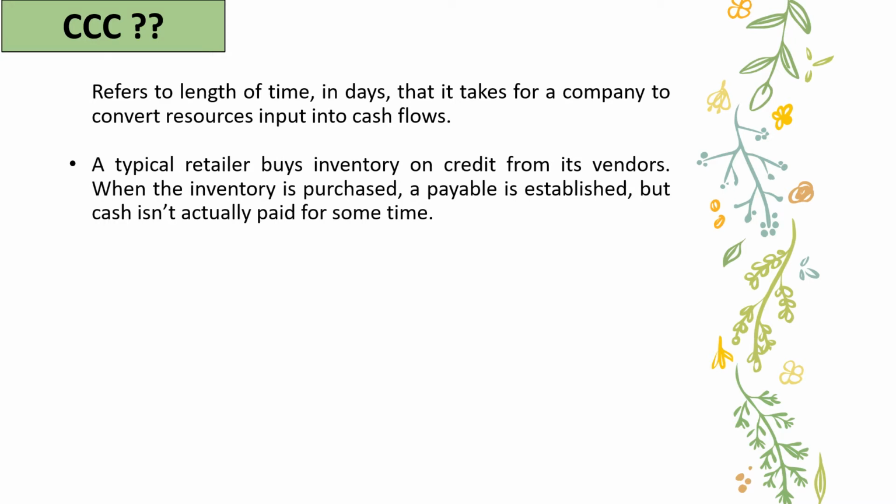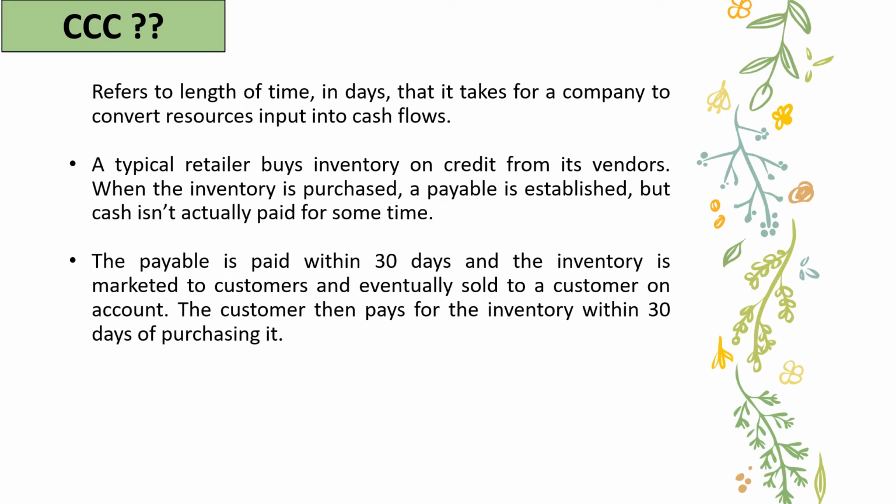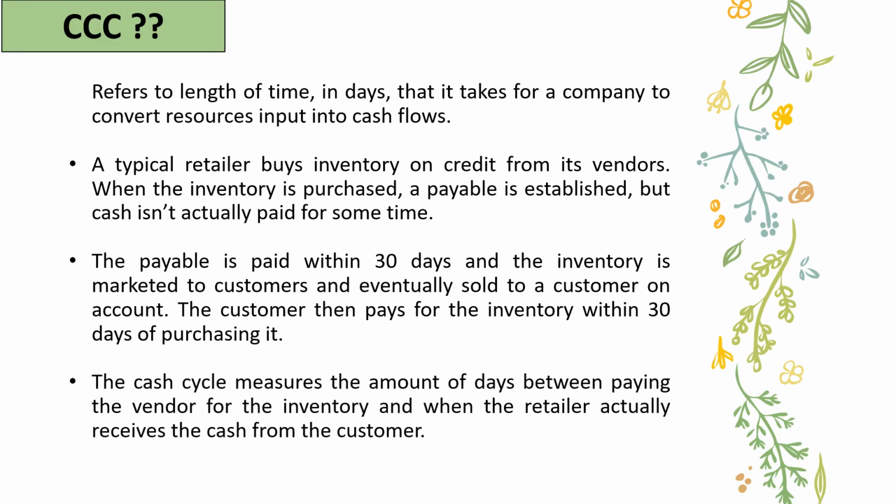For example, a typical retailer buys inventory on credit from its vendors, and when the inventory is purchased, a payable is established, but cash isn't actually paid on time. So the payable is paid within 30 days, and the inventory is marketed to the customers and eventually sold to a customer on account. The customer then pays for the inventory within 30 days of purchasing it. So the cash cycle measures the amount of days between paying the vendor for the inventory and when the retailer actually receives the cash from the customer.